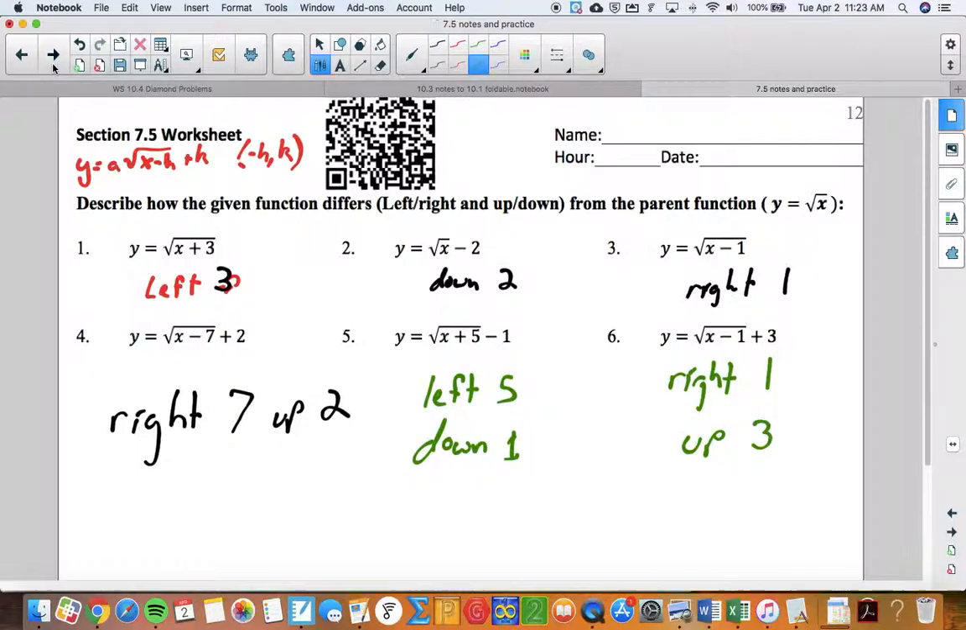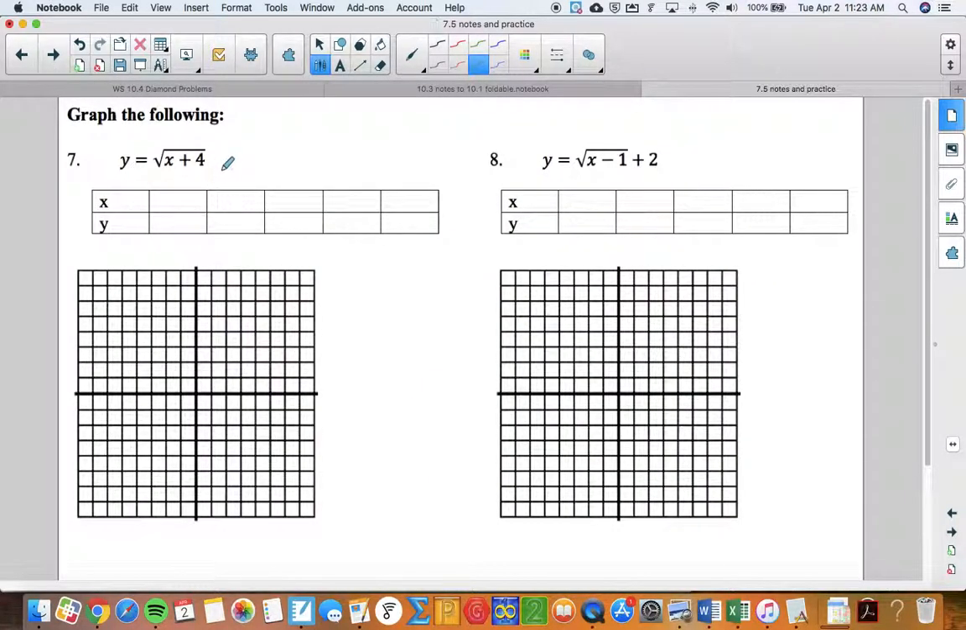All right, let's try graphing some. Here I would think about what the parent function would look like. The square root of 0 is 0, the square root of 1 is 1, the square root of 4 is 2, and the square root of 9 is 3. So maybe start off with the parent function, and you could graph it. It would look like this.